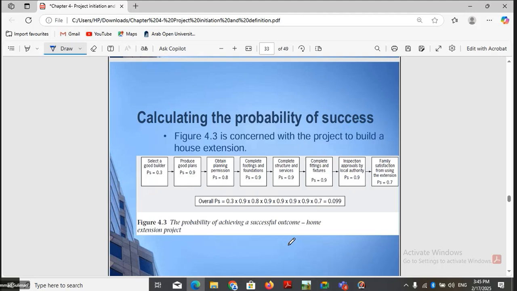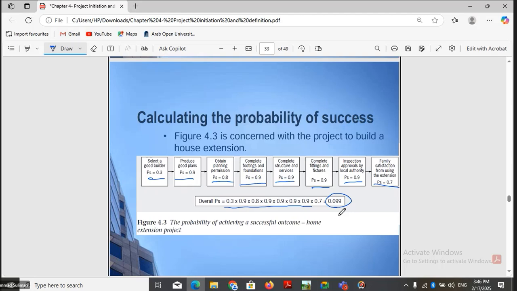For example, in this figure, this is a home extension project. There are, I think, 8 tasks here, and for every task there is a probability of success. For example, selecting a good builder has a probability of success of 0.3, a good plan 0.9, obtaining permissions 0.8, completing footing and foundations 0.9, and fixtures and so on, and finally family satisfaction 0.7. So these are the probabilities of success for each task in the project. The overall probability of success is calculated by multiplying all these together. And if it is greater than 0, then we say that the project is likely to be successful, okay?